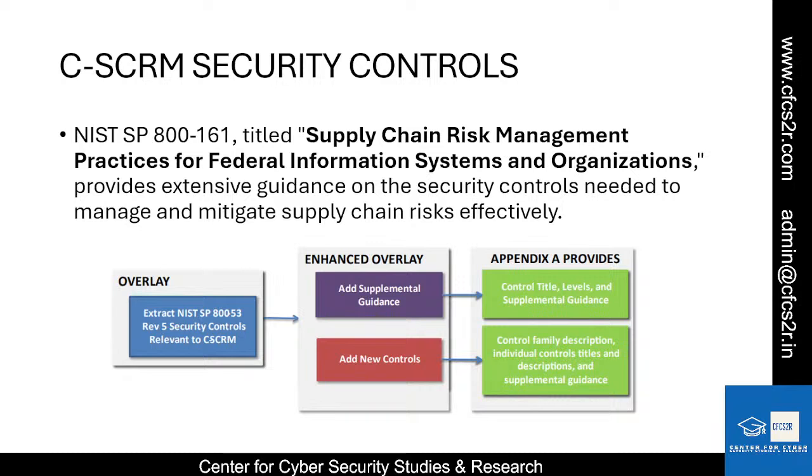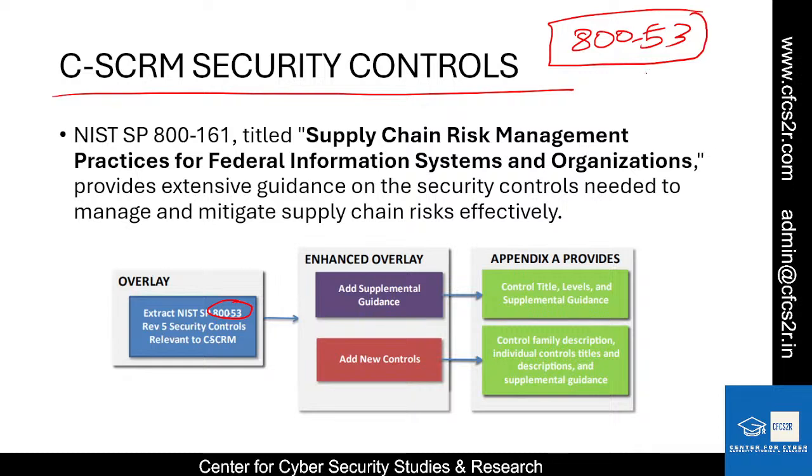Now the other important point that we are focusing on is the C-SCRM security controls. Okay, so now we will be focusing on the C-SCRM security controls, that is, what security controls are available. The most important part is that there are a lot of controls which are listed in this particular standard, 800-53. Okay, so this 800-53 covers SCRM, supply chain risk management. And when we talk about C-SCRM, that is cybersecurity supply chain risk management, it is enshrined in 800-161.